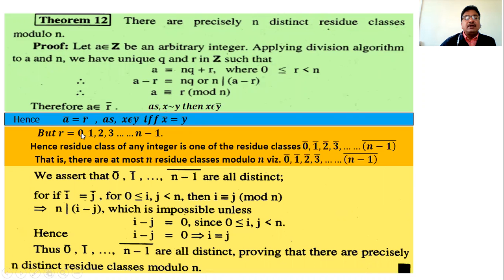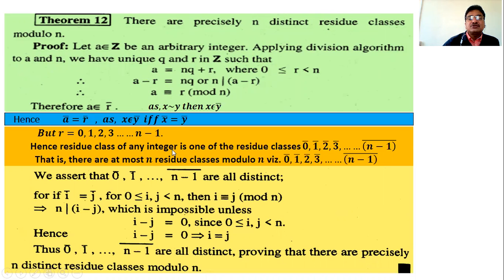But what is r? r is running from 0 up to n, strictly less than n, which means up to n minus 1. So the value of r is 0, 1, 2, 3 up to n minus 1. And hence a bar is either 0 bar or 1 bar or 2 bar or up to n minus 1 bar.